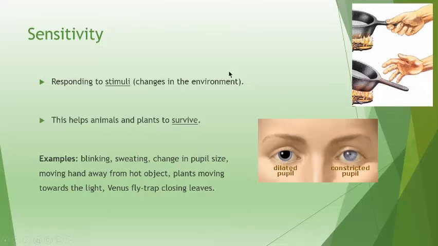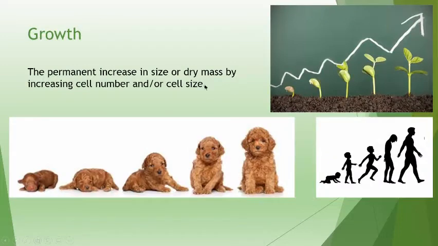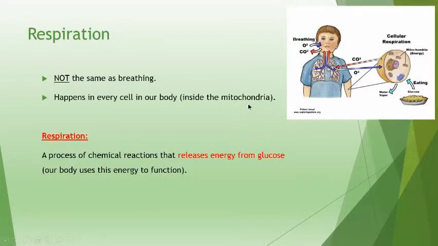And another characteristic is sensitivity. So responding to a stimulus, which is a change in the environment, and this helps animals and plants to survive. So we can have blinking, sweating, change in pupil size, etc. Growth. So growth is a permanent increase in size or dry mass, by increasing cell number and cell size. So plants grow, animals grow, humans grow, etc.